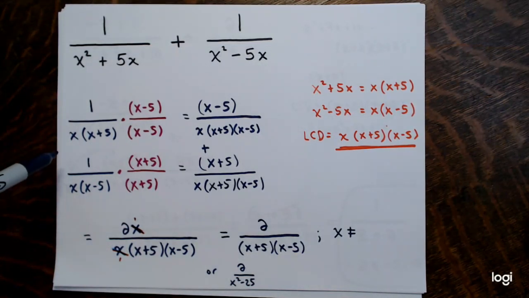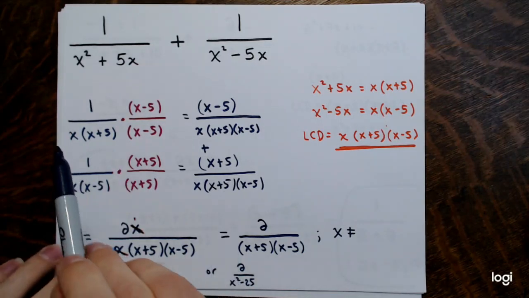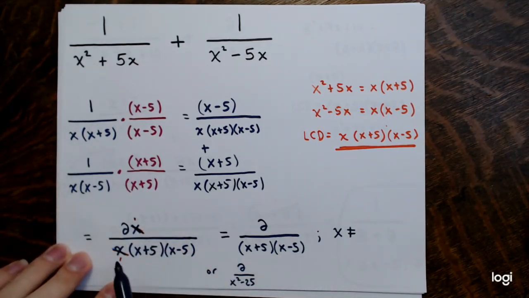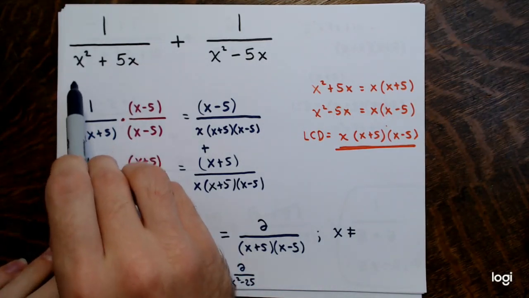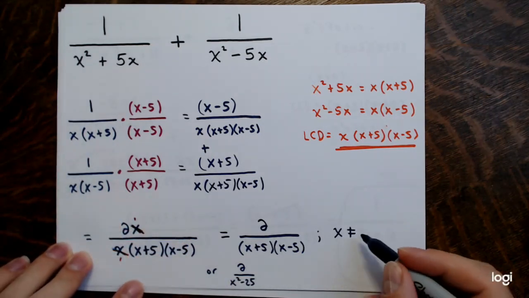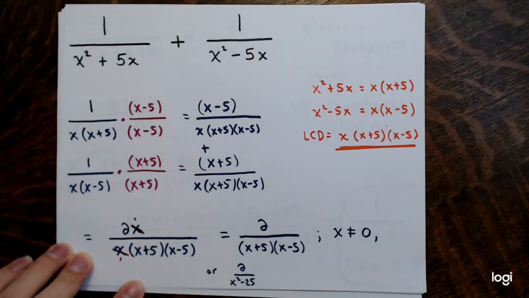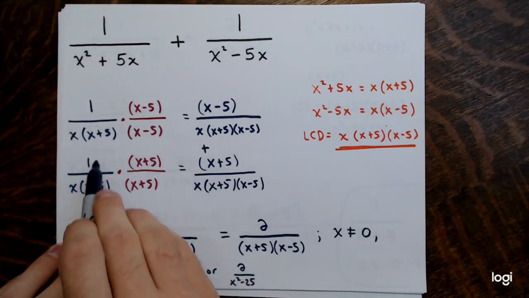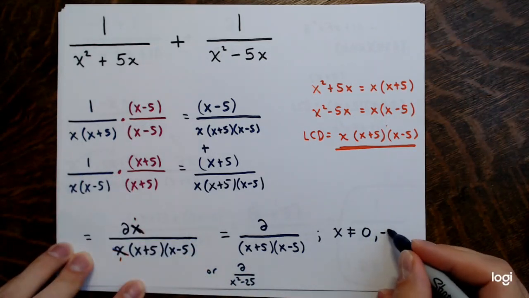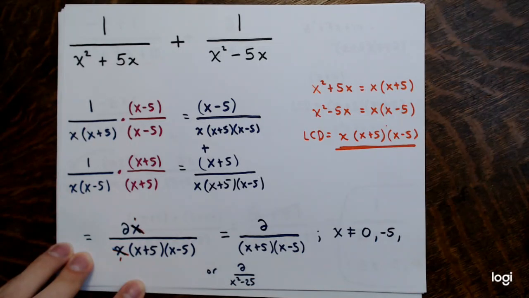So looking through this problem here, I noticed that there were times where in the denominator I had a factor of x, just x. So x can't be 0 in this problem. You cannot replace x with 0. That'll make denominators 0 throughout the problem. And then there were factors of x plus 5, right, showing up. So x can't be negative 5. That'll make those denominators 0.